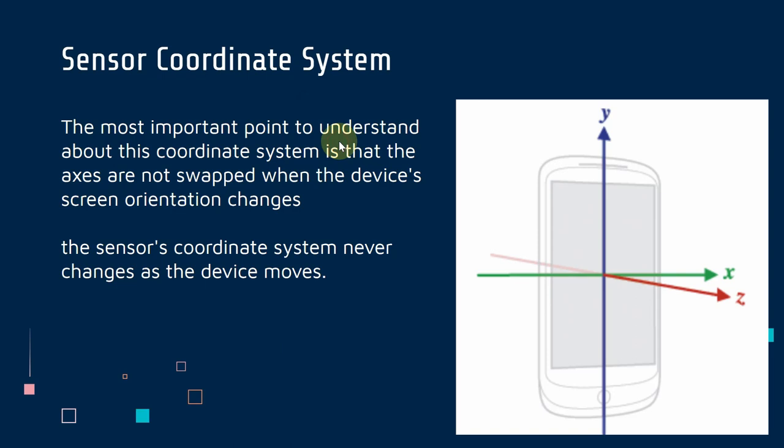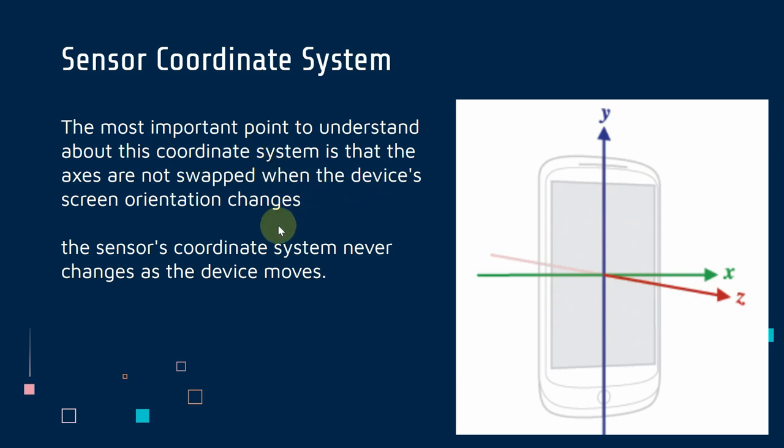Okay, so that's it. Now we talk about the sensor coordinate system. Your device coordinate system is the same as the world coordinate system, and it consists of three axes, and it always looks like this. The Y is above, Z is from the back to the front of the screen, and X is from left to right. So this is always like this.